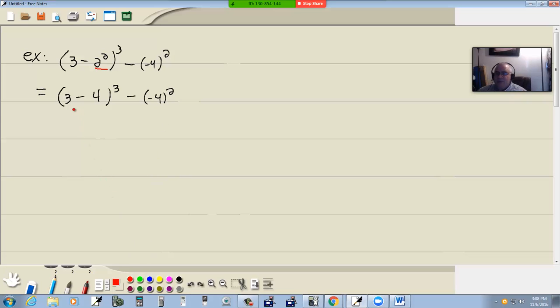Still doing what's inside the parentheses. Here I got 3 minus 4. That gives us negative 1 to the third power minus negative 4 squared. Please, nothing left to do inside the parentheses. Excuse, exponents. We do have exponents. Remember, your exponent only affects what's to its immediate left unless there's parentheses. So this one has parentheses. So negative 1 to the third power. And if you need to do this over on the side, you do.